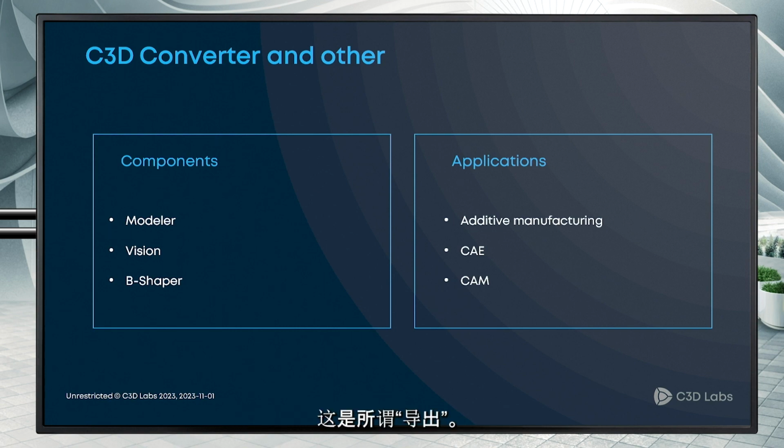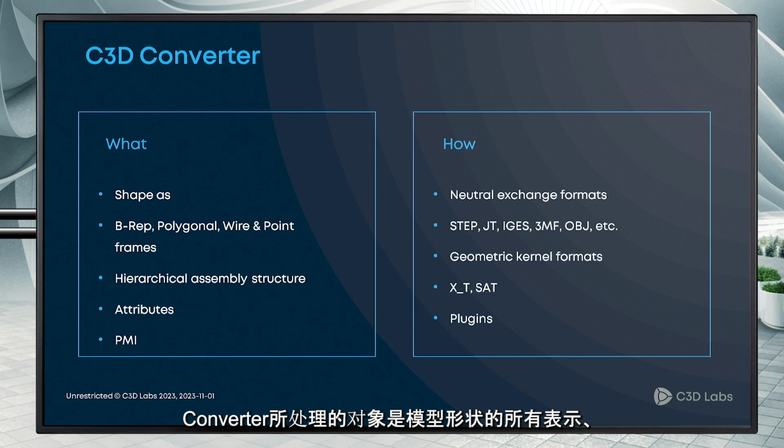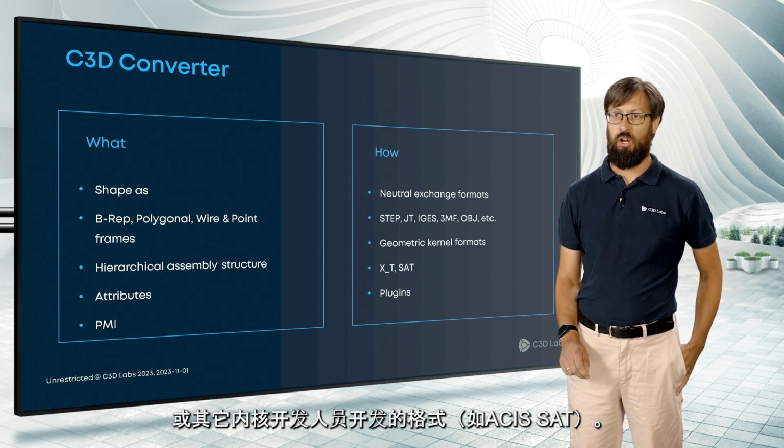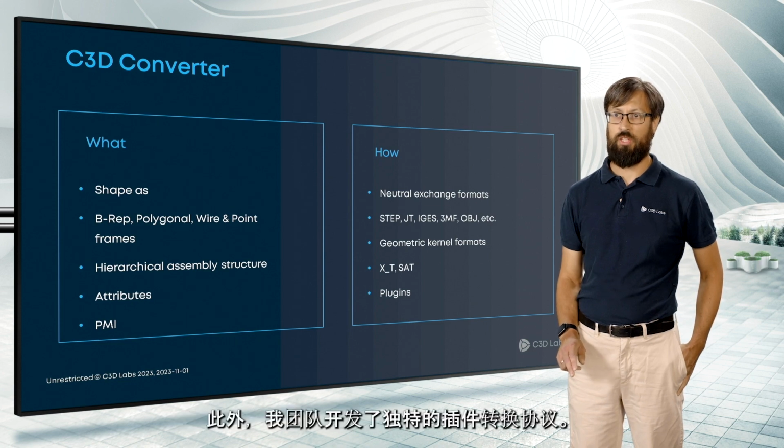We call that export. The subject the converter deals with is shape of models in all available representations, assembly structure, attributes, and manufacturing information. To read and write all that, different exchange formats are supported, both open such as JT or designed by other kernel vendors such as ACIS. In addition to that, an additional exchange protocol for plugins was designed.